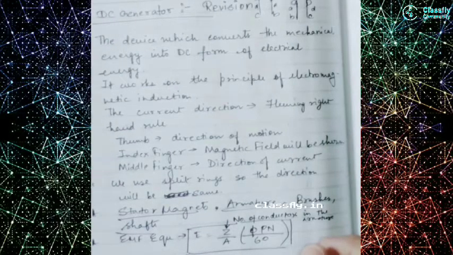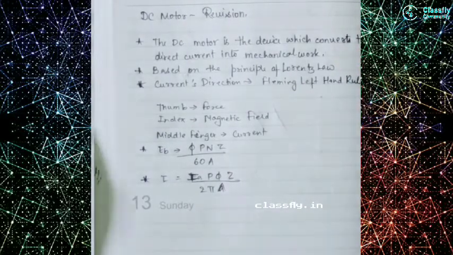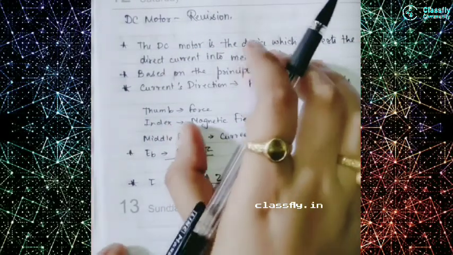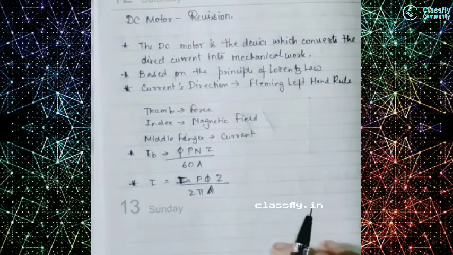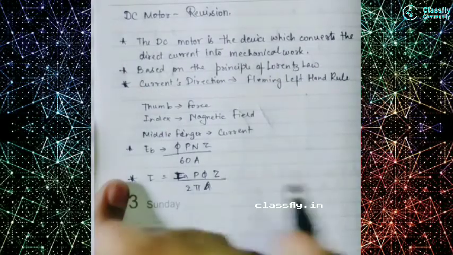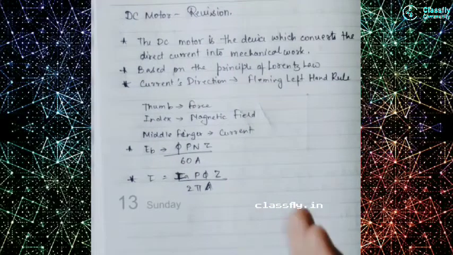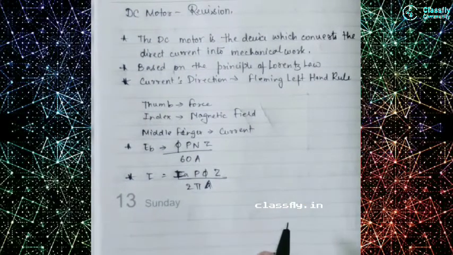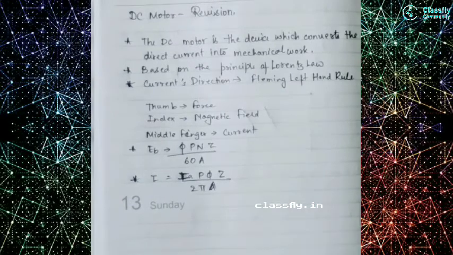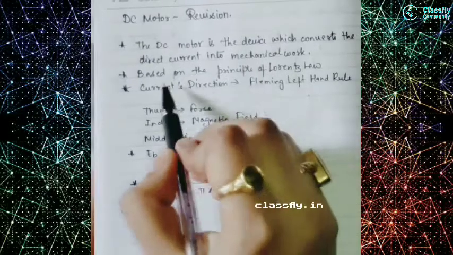Okay, we will see the DC motor revision. I have put only 5 points, and these are the most important points which you need to know. And the first point is, what is a DC motor? A DC motor is just the opposite of the DC generator. That means it will convert direct current to mechanical energy, and it is based on the principle of the Lorentz law. That means here also we will bring a conductor in the magnetic field, and here we will experience a force. It is based on the Lorentz law.